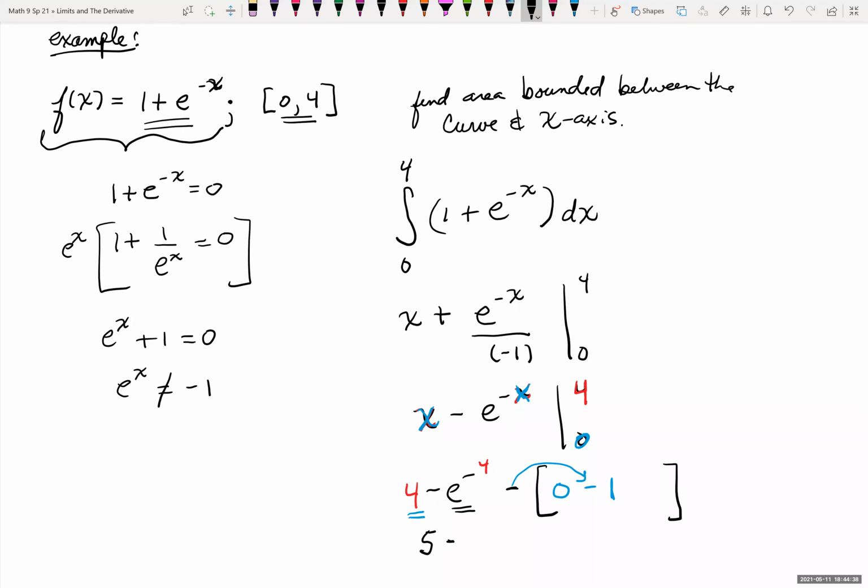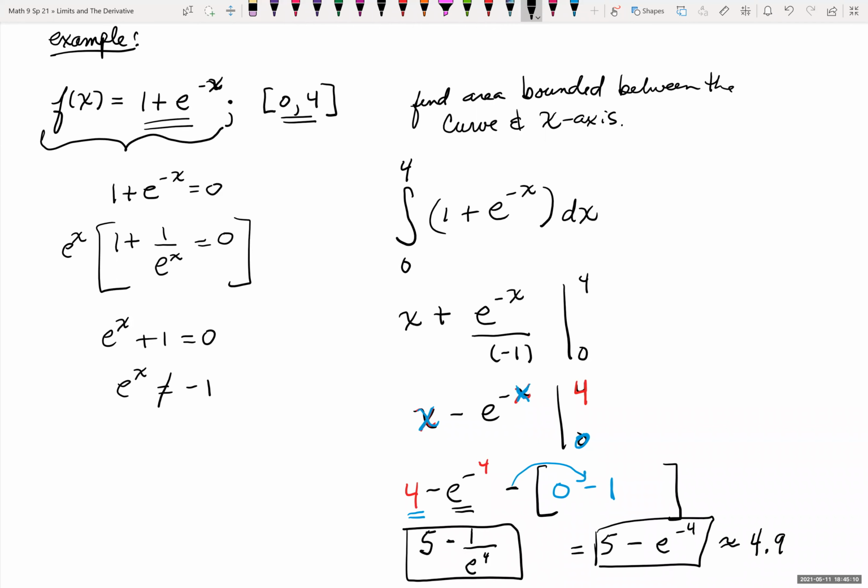minus, you can technically rewrite this as 1 over e to the 4th power if we wanted to, or we can leave it like this, 5 minus e to the negative 4th power. And if you wanted to, you could always plug that into the calculator. So 5 minus e raised to the negative 4th power gives us approximately 4.98 square units.